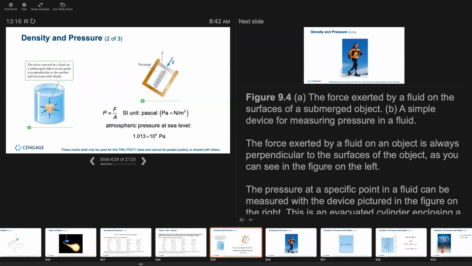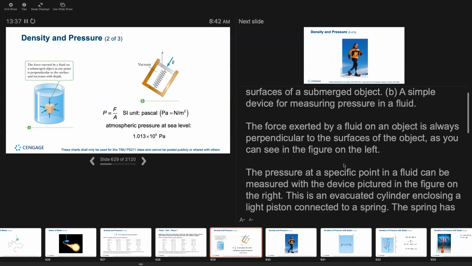Now let's think about density and pressure. So in the figure, in A, we have the force exerted by a fluid on the surface of a submerged object. And in B, we have a simple device for measuring pressure in a liquid. The force exerted by a fluid on an object is always perpendicular to the surface of the object, as can be seen in the figure on the left.